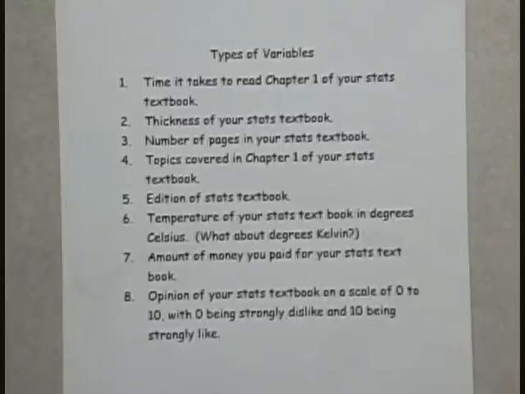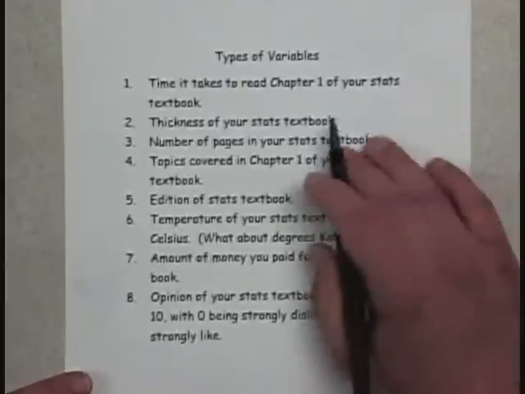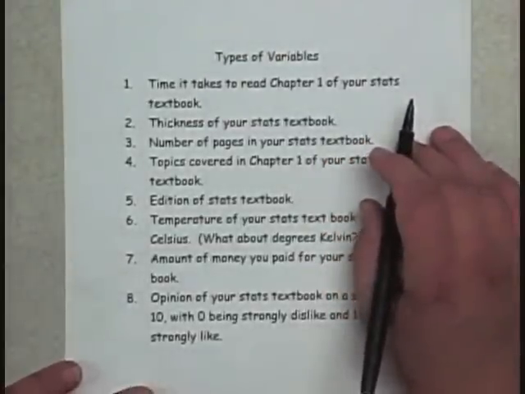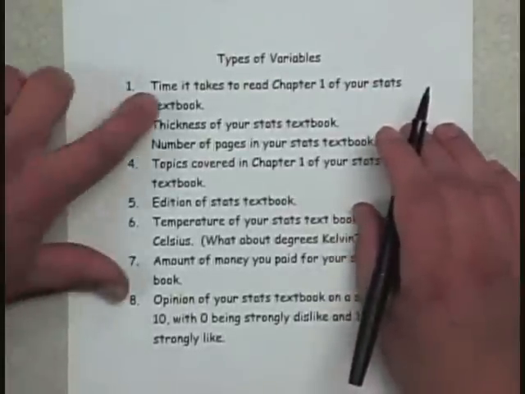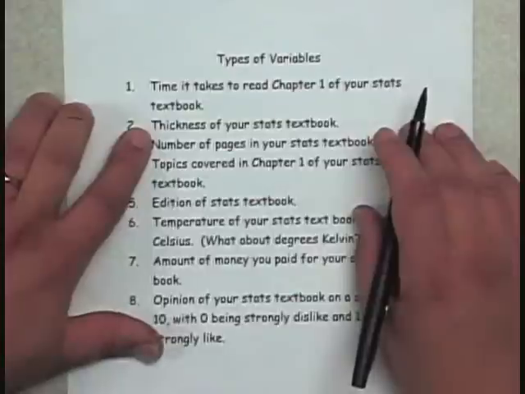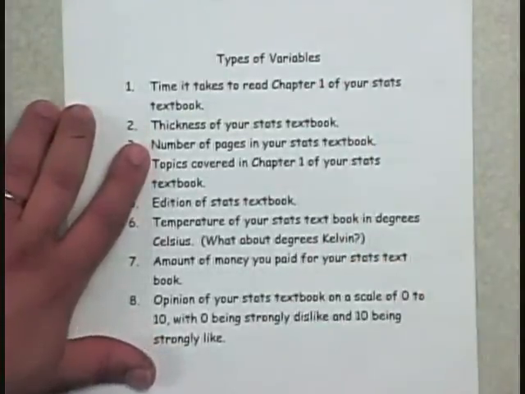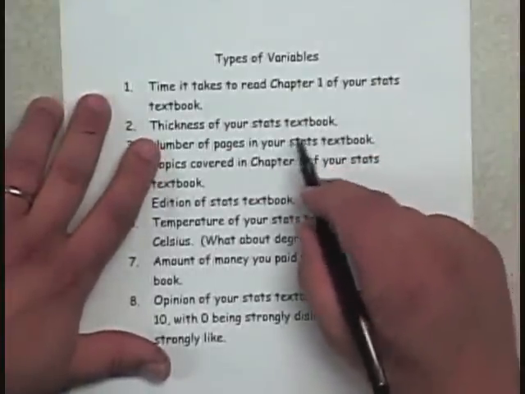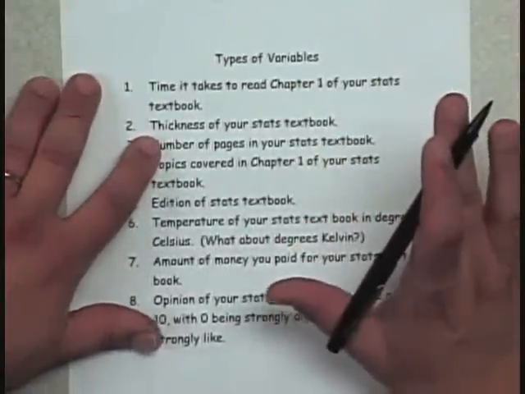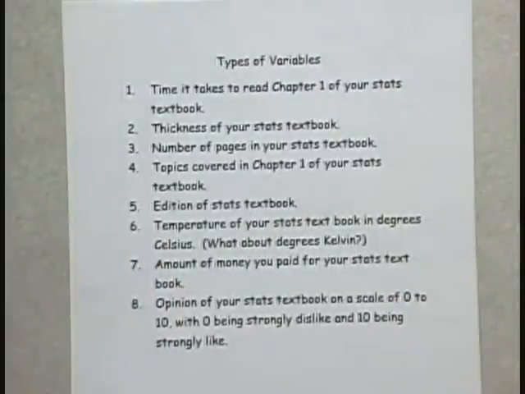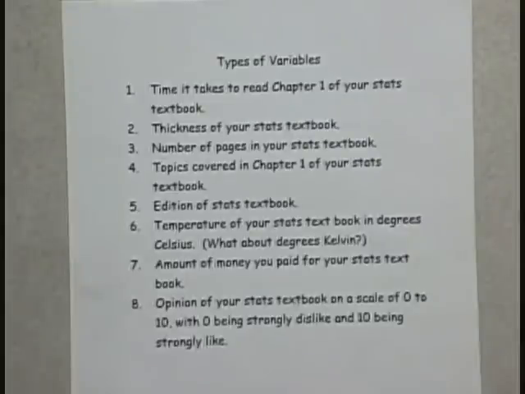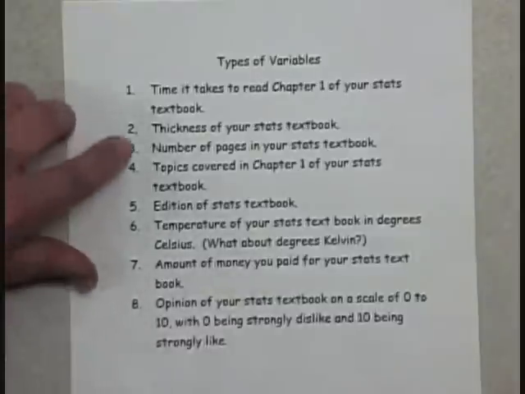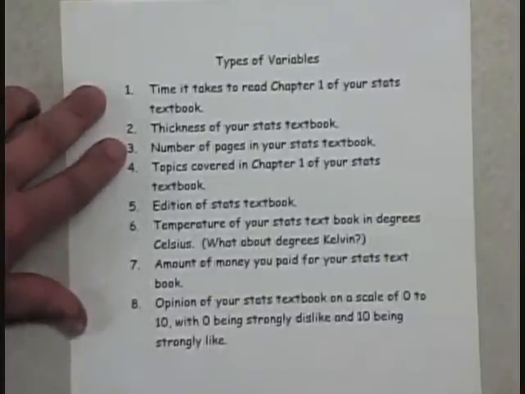Okay, let's look at these types of variables. The time it takes you to read Chapter 1 of your stats textbook. This is going to be ratio. It's a numerical scale with a natural zero starting point. So the thickness of your stats textbook, again, that is going to be ratio. It's a numerical variable. It has a natural zero starting point. So you're going to find that most numerical variables are ratio. Most of them have a natural zero starting point, and you kind of have to go out of your way to pick one of those examples, like temperature or dates or altitude. Okay, so when in doubt, probably pick ratio, I would say.